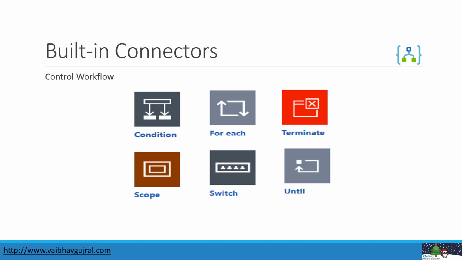Group actions into scopes, which get their own status after the actions in the scope finish running. Group actions into cases, which are assigned unique values except for the default case. Run only the case whose assigned value matches the result from an expression, object, or token. If no matches exist, run the default case. For this, use the switch workflow. Terminate stops an actively running logic app workflow.